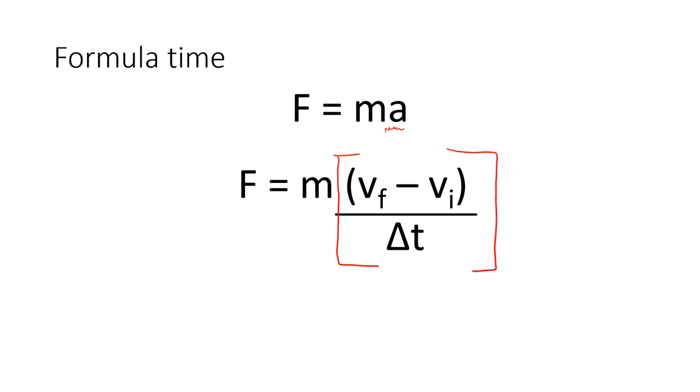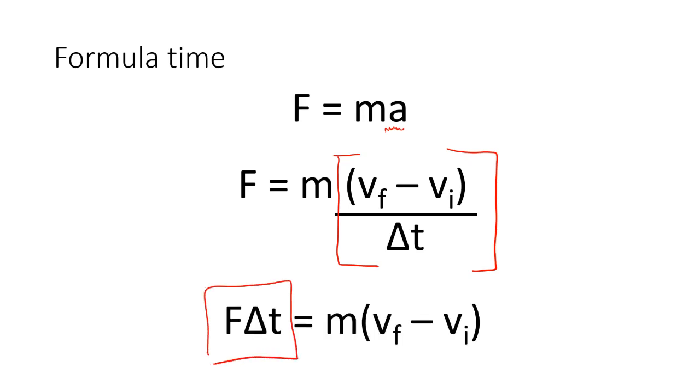Now, if I multiply both sides by delta t, or the amount of time, this thing here is something special to us, and that is impulse. So that's what we'll be talking about next. If we apply a force for a certain amount of time on something, it is going to change the velocity of something. Okay, so impulse.